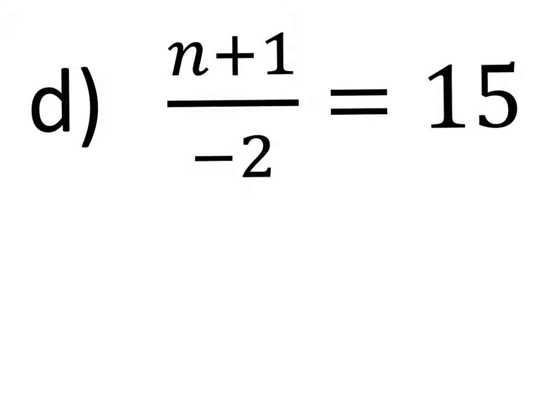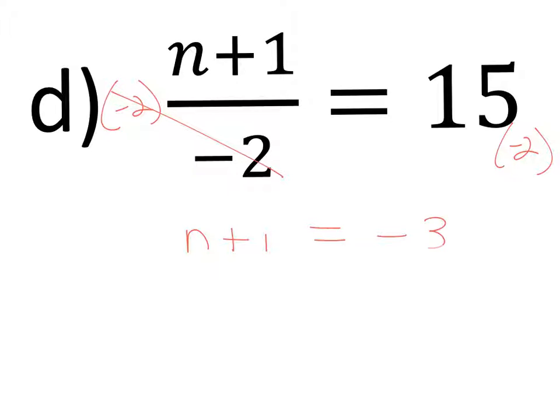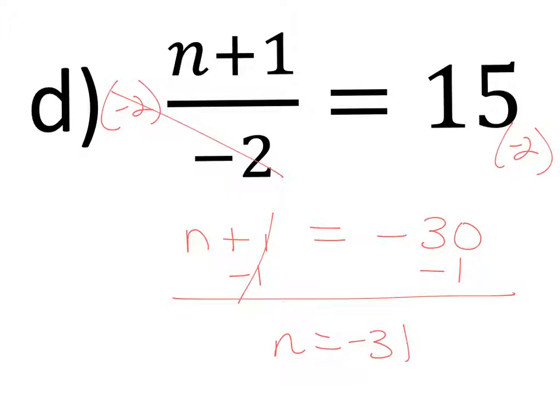All right, so what we're going to do again, if it's a big fraction bar, we got to get rid of the bottom first. So we're going to start by multiplying both sides by -2. So that cancels. So I have the numerator left, n plus 1 equals, and then since I'm multiplying a negative times a positive, I'll get a -30. I am then going to do my last step and subtract 1 from both sides, so those cancel. So n equals -31.